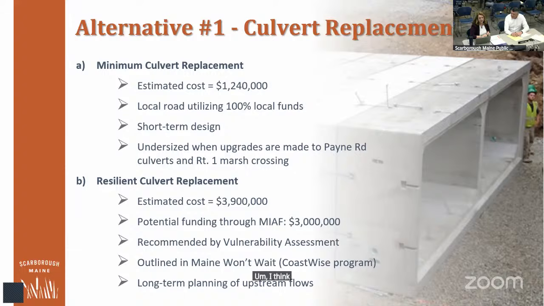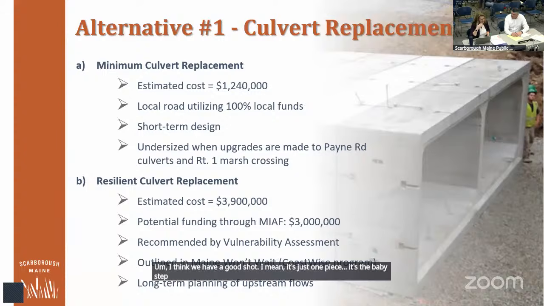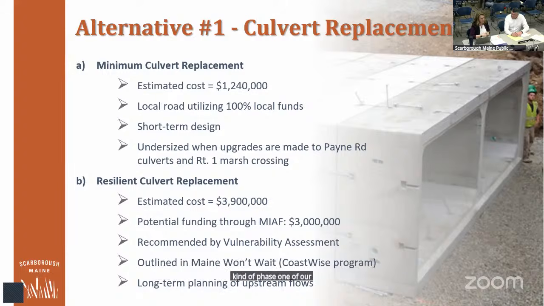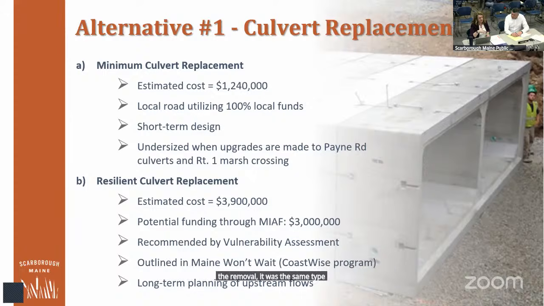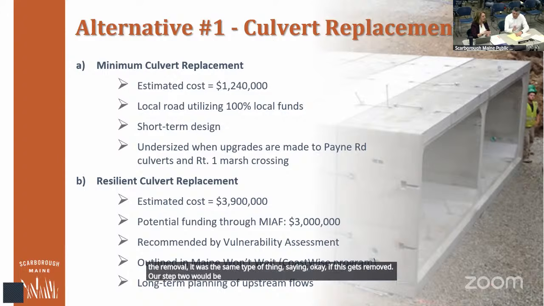I think we have a good shot. It's just one piece, it's the baby step. I know Payne Road is the big nut to crack, so I would hope they would see this as phase one of our two-phase approach. And you'll see in the documents, if you look at our application for the removal, it was the same type of thing, saying if this gets removed, our step 2 would be upgrading the Payne Road culvert to enlarge that to a resilient structure.